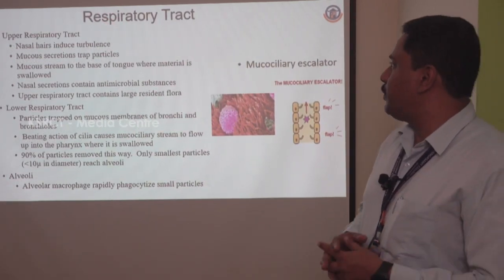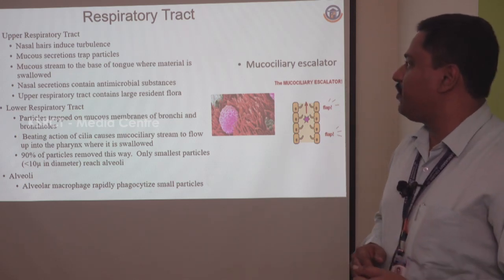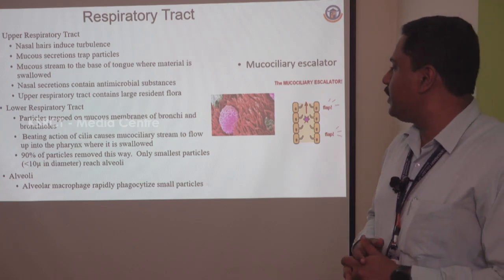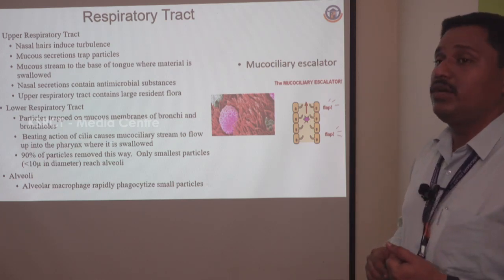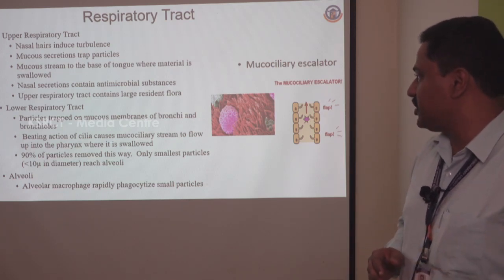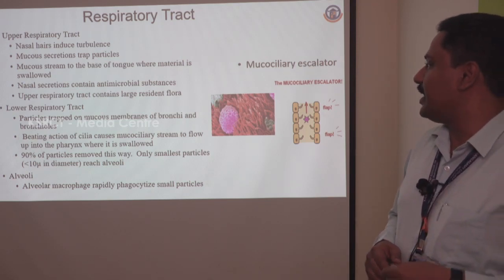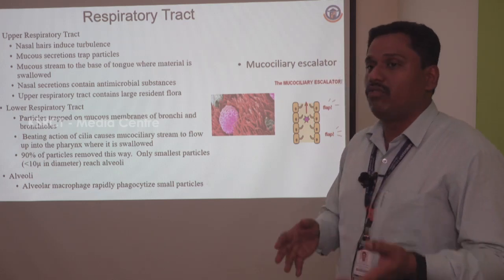So we will speak about the respiratory tract. There are the upper respiratory tract, the lower respiratory tract, and the alveoli. In the upper respiratory tract, nasal hairs induce turbulence, and there are mucus secretions, mucus streams that trap the air particles, and nasal secretions, and the tract contains large flora.